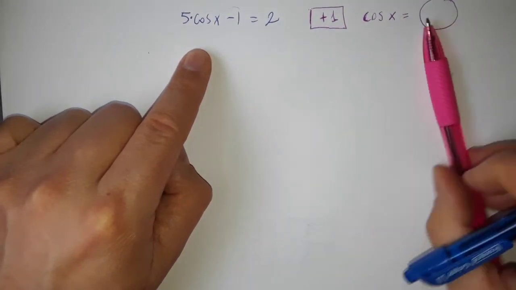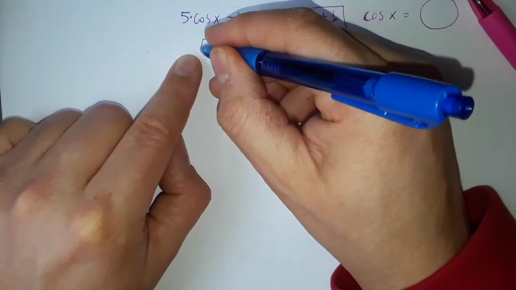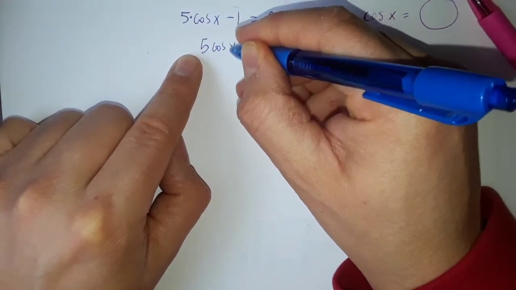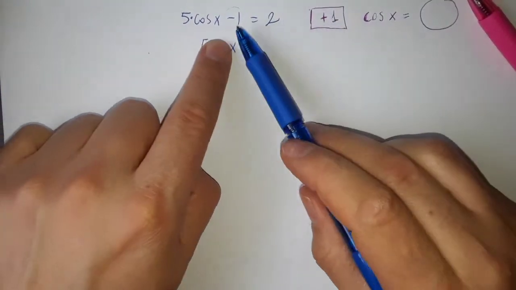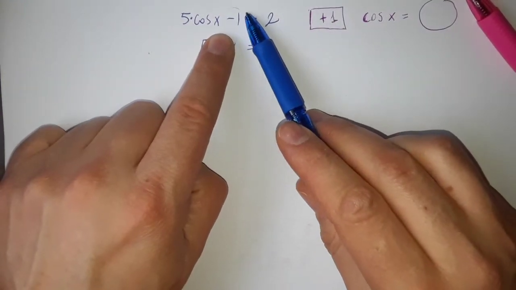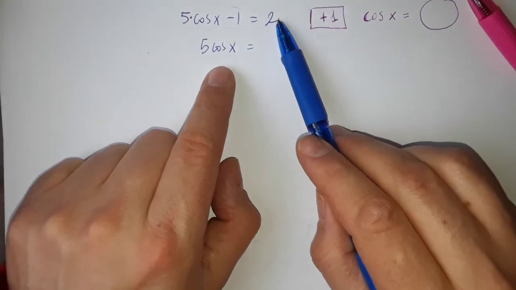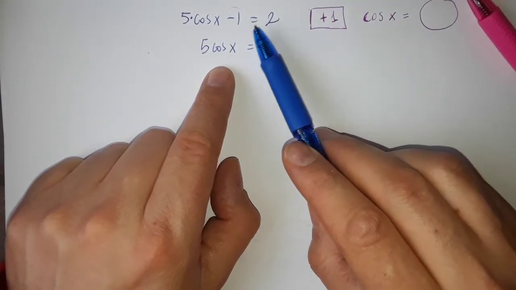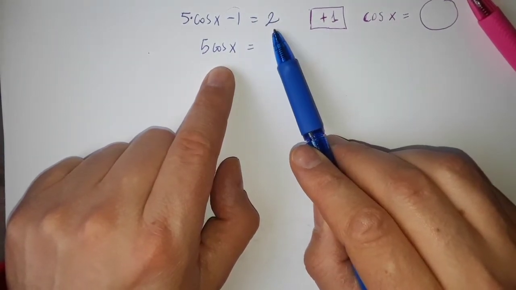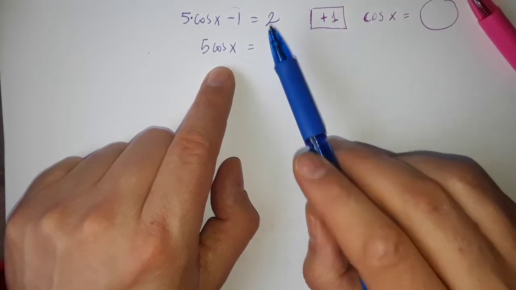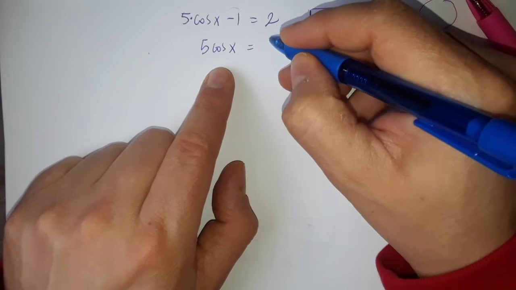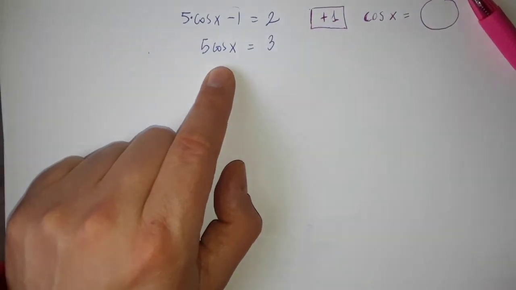So what's left is 5 cosine of x, right? And then the equal sign, and on the other side, because this -1 is gonna go to the other side as a +1, I'm gonna have +1, +2, which is 3. So that's what I have, right?